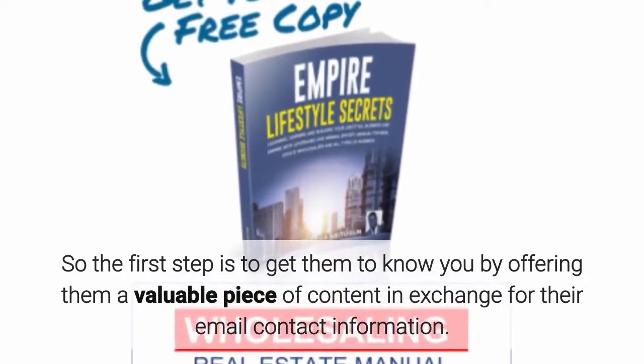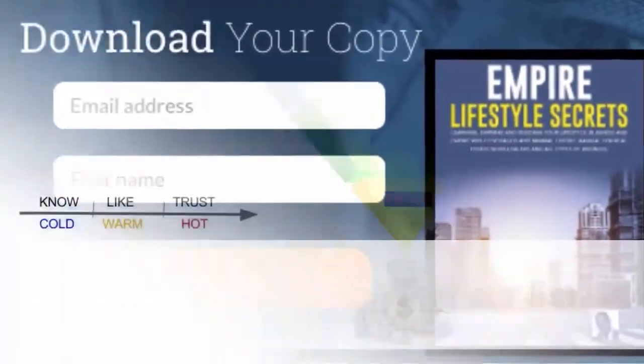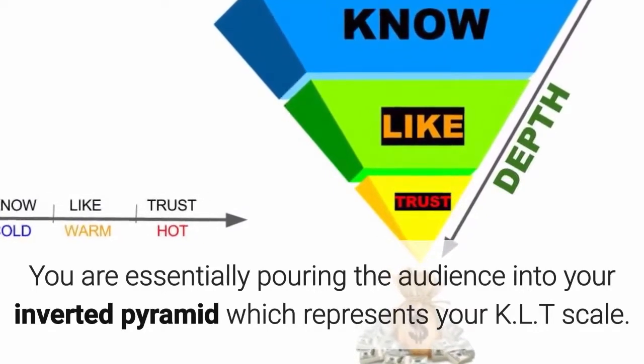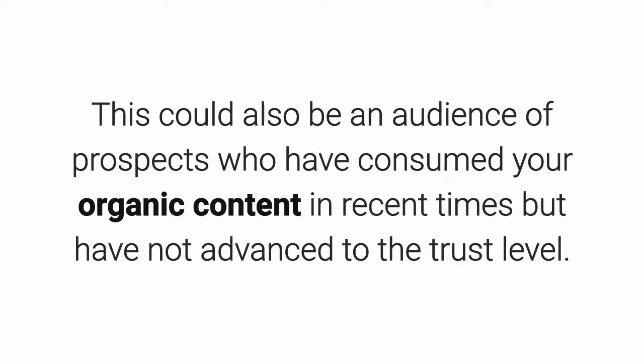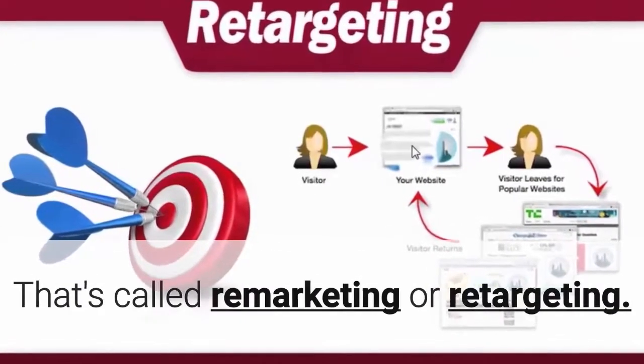So the first step is to get them to know you by offering them a valuable piece of content in exchange for their email contact information. This is how we're building our list. You're essentially pouring the audience into your inverted pyramid, which represents your KLT scale. This could also be an audience of prospects who have consumed your organic content in recent times but have not actually advanced through the trust level. That's called remarketing or retargeting.